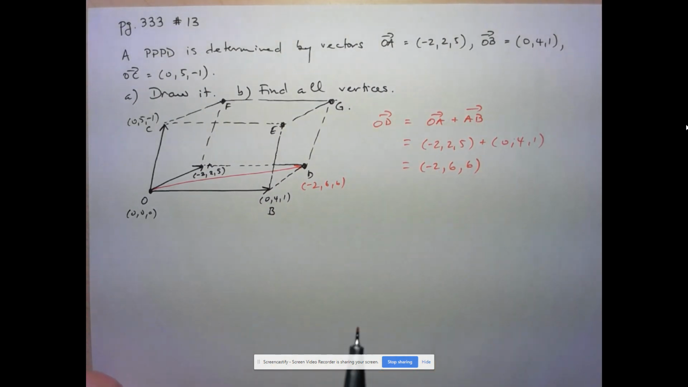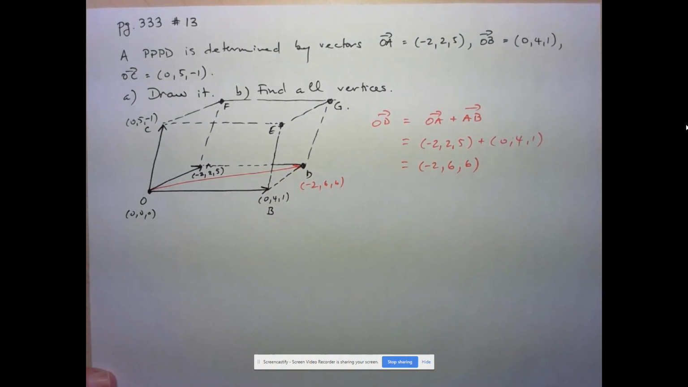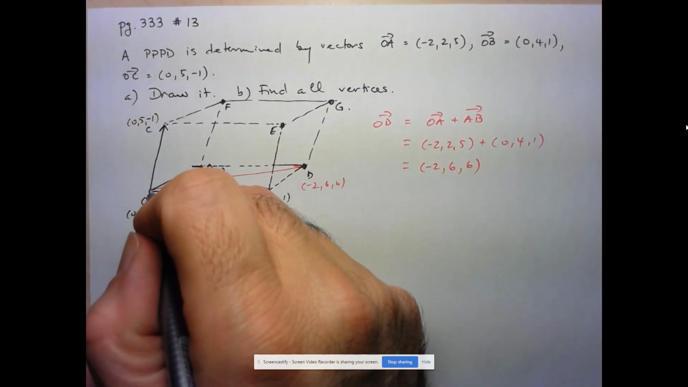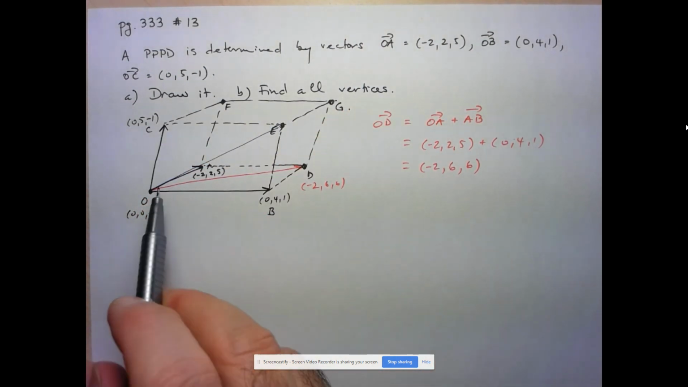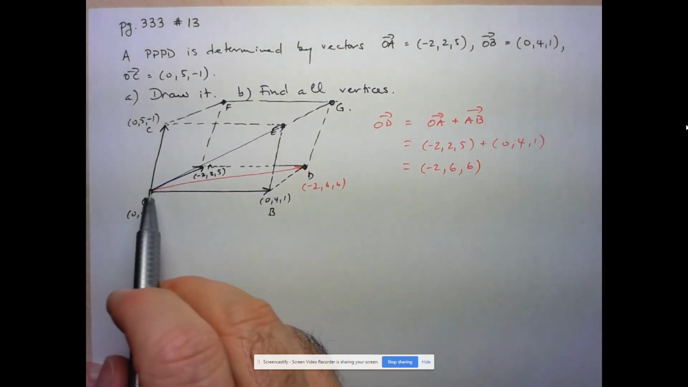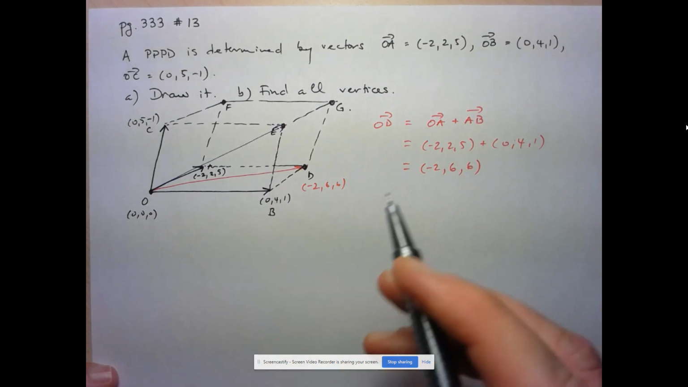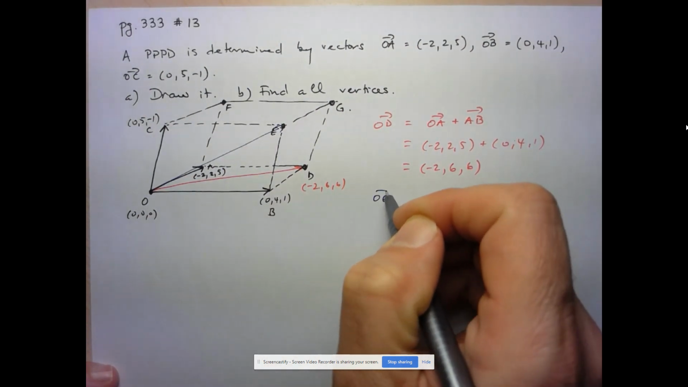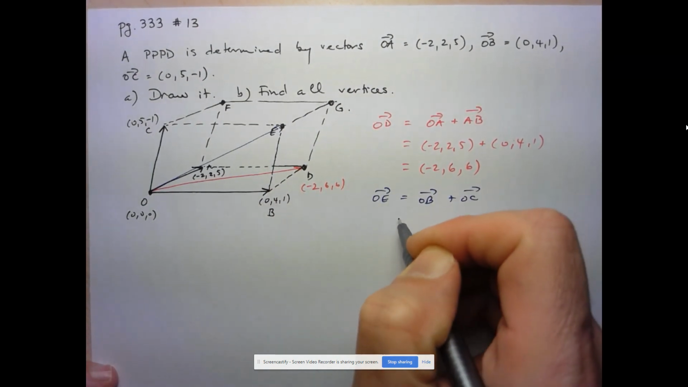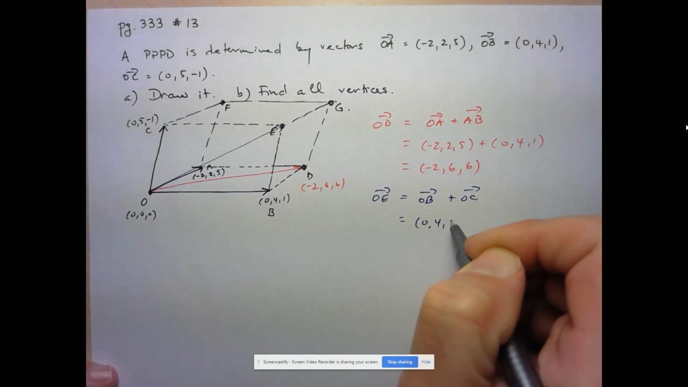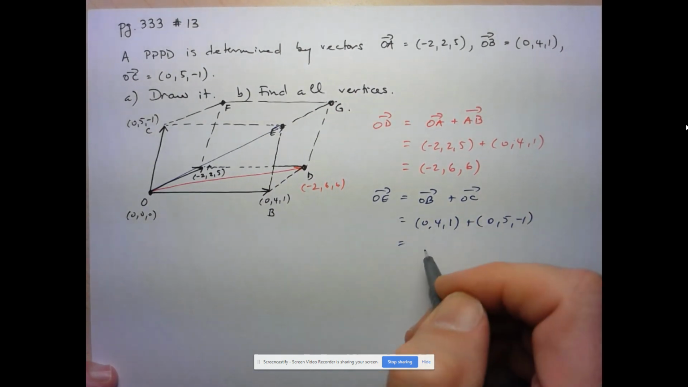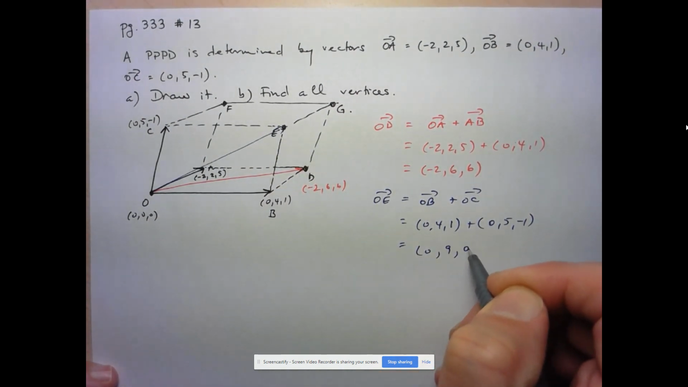Now let's continue on and find point E. Point E is on that front face of the parallelepiped. Again, it's the diagonal of the parallelogram formed by OB and OC, which is just going to be the sum. So OE is the sum of OB and OC. OB is 0, 4, 1, and OC is 0, 5, negative 1. So what do we have? We end up with 0, 9, 0.